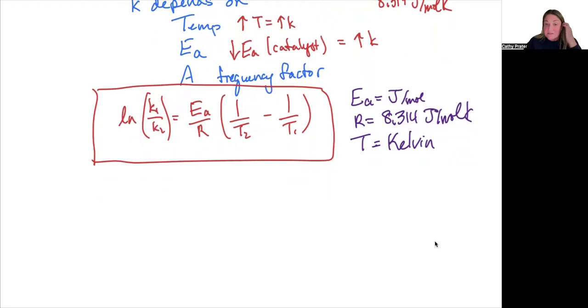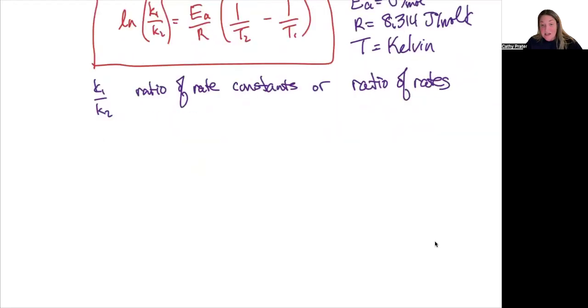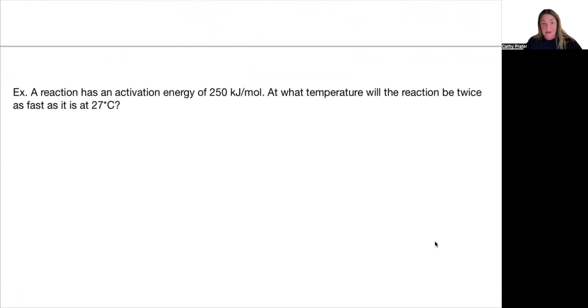So this allows us to relate two different rate constants or two different rates at two different temperatures. k1 over k2 is the ratio of the rate constants at two different temperatures, or it's the ratio of the rates. So in other words, if we say a reaction is 3 times faster, we know the ratio of one rate constant to the other is 3 to 1. So let's take a look at our first sample here.